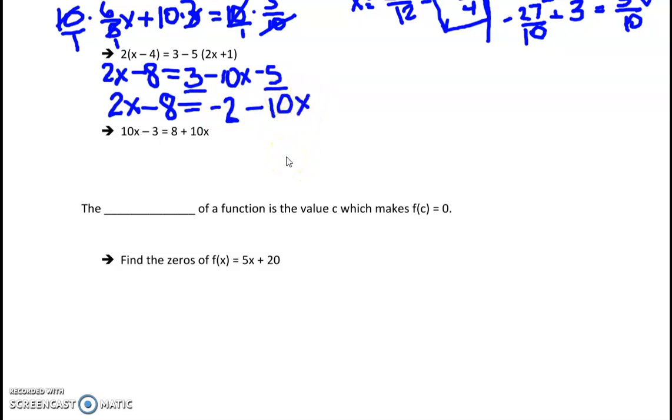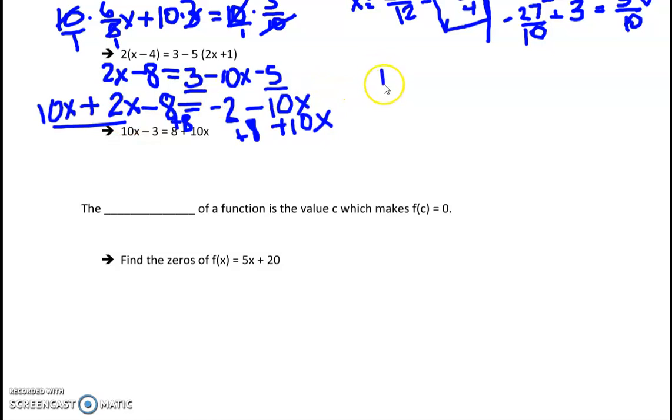Now I have x's on both sides, so I need to subtract the x's from one of the two sides and then move the constants to the other. So I'm going to add 10x to both sides so that all my x's are on the left. And then I'm going to move my constants to the other side, so I'm going to add 8 to move that to the right. Okay, I'm kind of running out of room. Hopefully you can see all that.